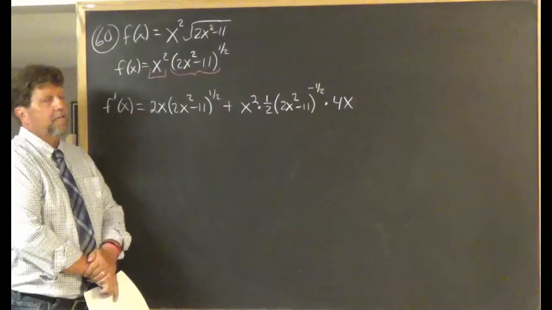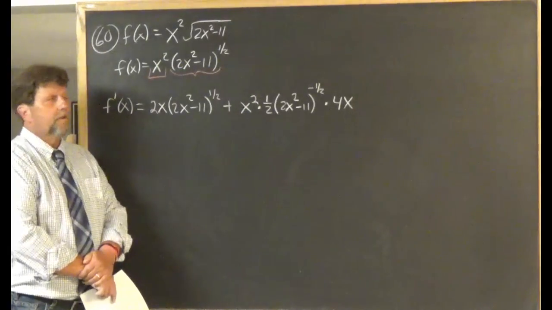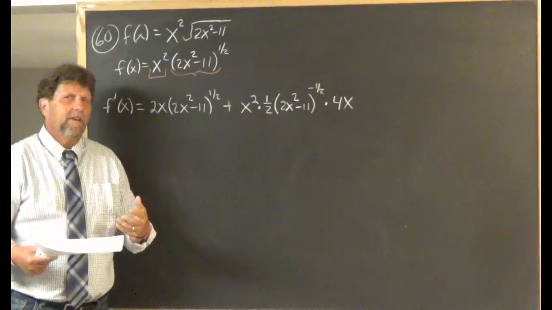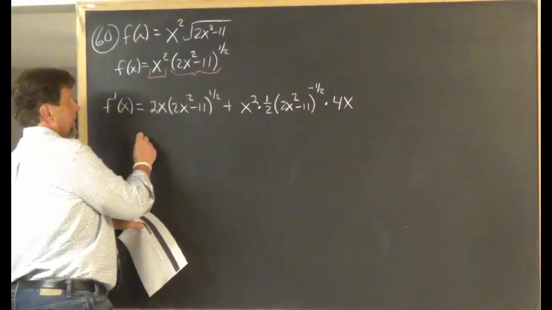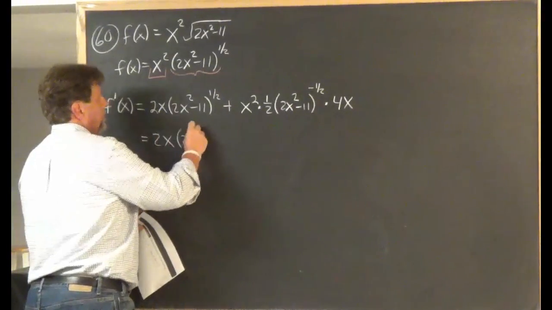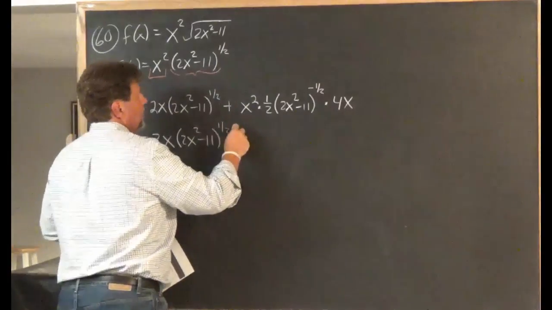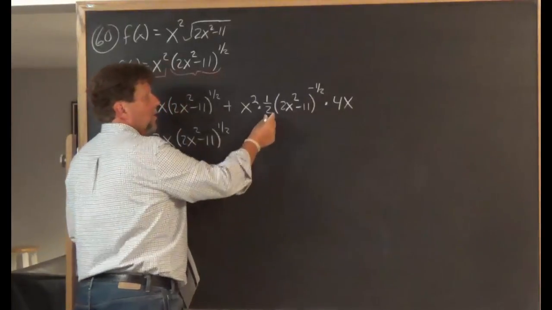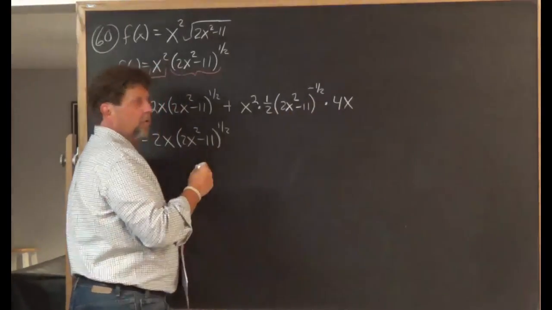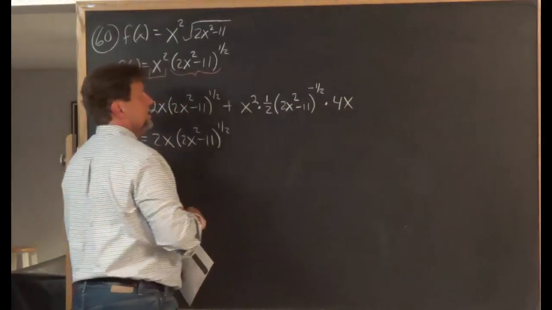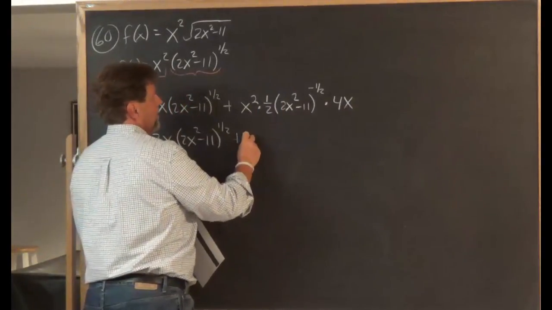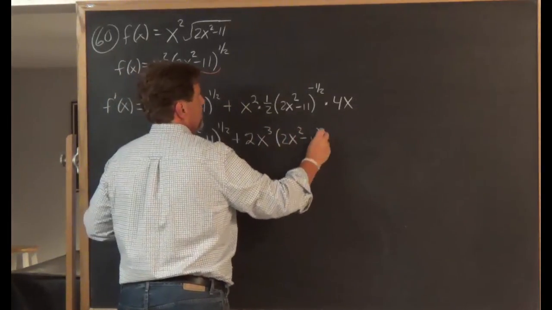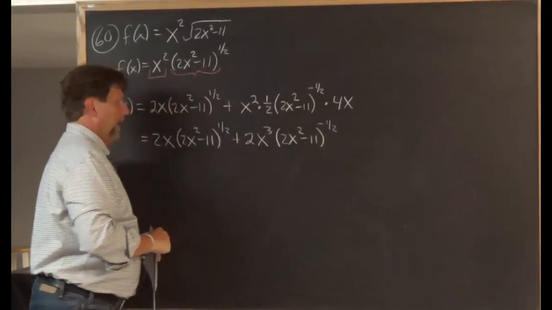And if you want, there's a lot of simplifying you could do here. I'm happy with this as a derivative. I'm just going to go ahead and show a little bit of the simplification, just a little bit. We have x squared times 1/2 times 4x. Well, we know the 1/2 times the 4 is 2. x squared times x is x cubed. So that would give us a 2x cubed times 2x squared minus 11 to the negative 1/2.